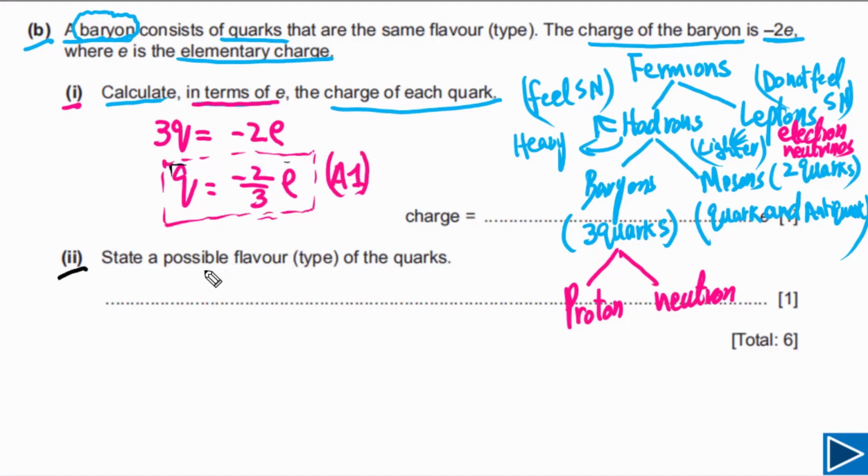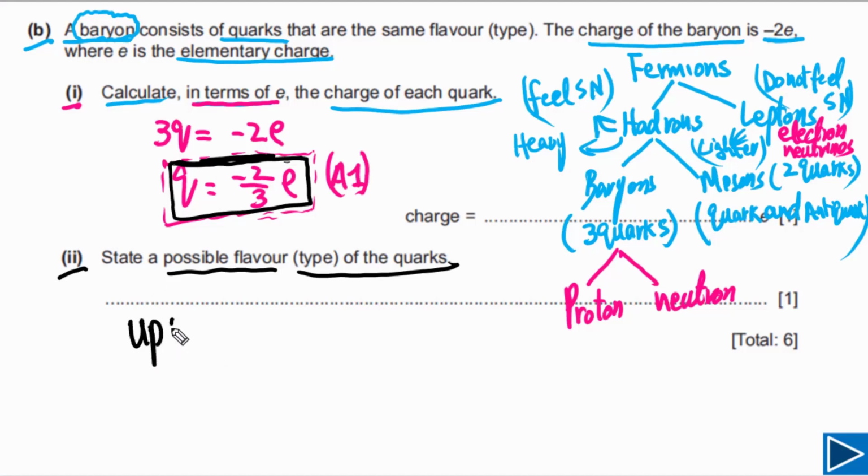For the second part, we need to state a possible flavor or possible type of the quarks. But we have already determined the charge on each quark. So this is the charge on each quark. Now we need to find out the type of quark. For this one, we need to understand different types of quarks. So we will start from the up quark. So the first one is the up quark.